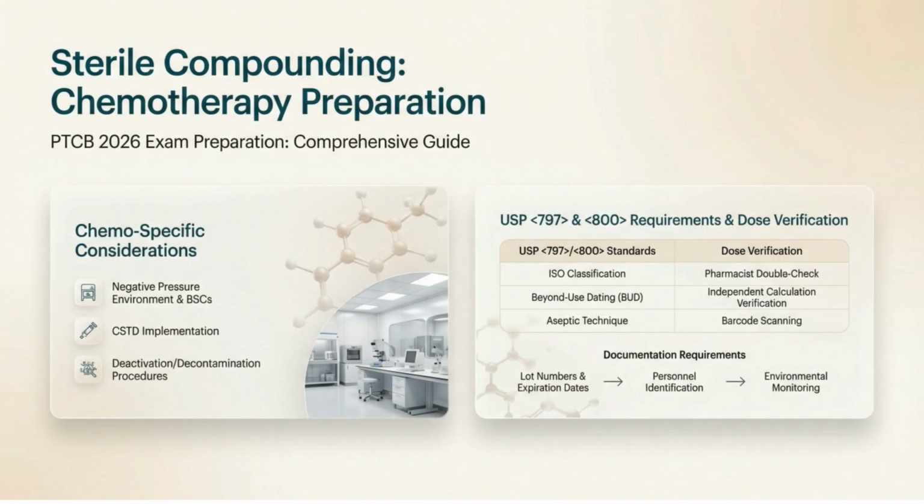Sterile compounding of chemotherapy requires careful attention to USP requirements. This includes negative pressure environments and BSCs, CSTD implementation, and specific decontamination procedures. Dose verification requires pharmacist double checks and independent calculation verification. Documentation includes lot numbers, personnel identification, and environmental monitoring.